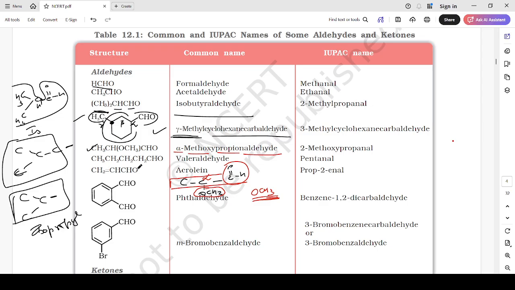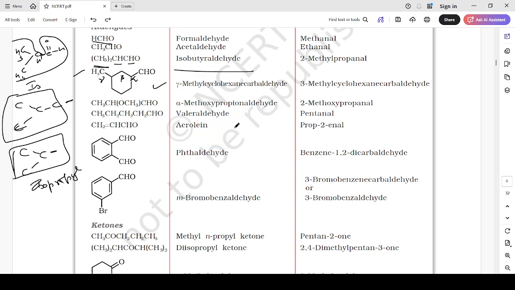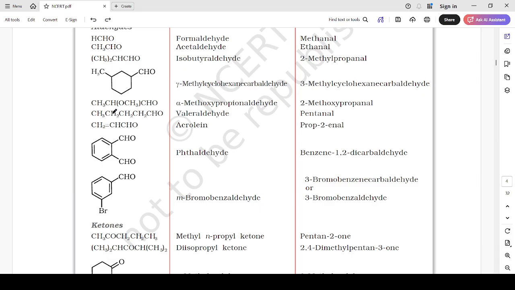So the next one. Valeraldehyde. We are looking at the common name here, which is valeraldehyde. A 5 carbon containing aldehyde is called valeraldehyde. Next, acrolein. What is acrolein? Vinyl aldehyde. CH2 double bond CH, where instead of one hydrogen, a CHO is there. Vinyl aldehyde. This is acrolein.